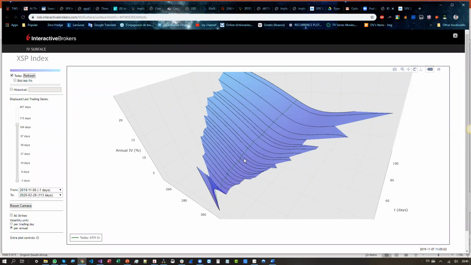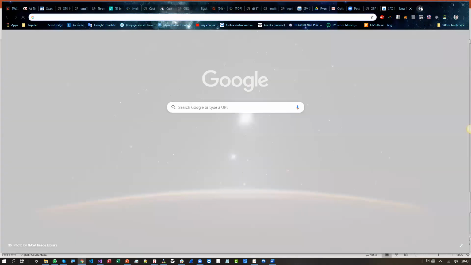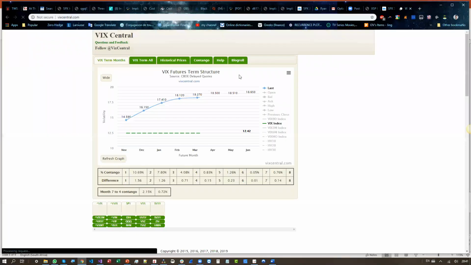So actually, one simple way of modeling the vol surface is to use the VIX term structure as one way of recalibrating a vertical. This is the vertical skew for each expiry. And you can actually recalibrate it by using one data point or 2 data points and using the VIX term structure. If we go to the VIX central, you will quickly see, for example, here the contango. So we are in contango.